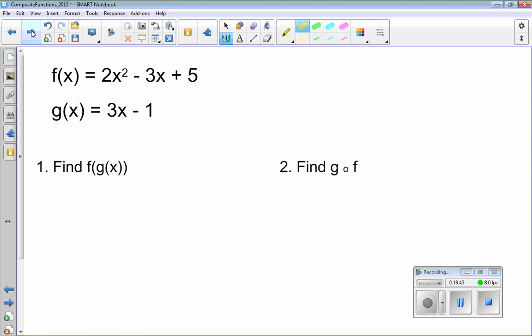Okay? So let's try these. I'm going to pause the recording. I'm going to turn the lights back up. I want you to try these too. Same exact process as before. Start with your outside. Write everything down. Put parentheses where the x's go.